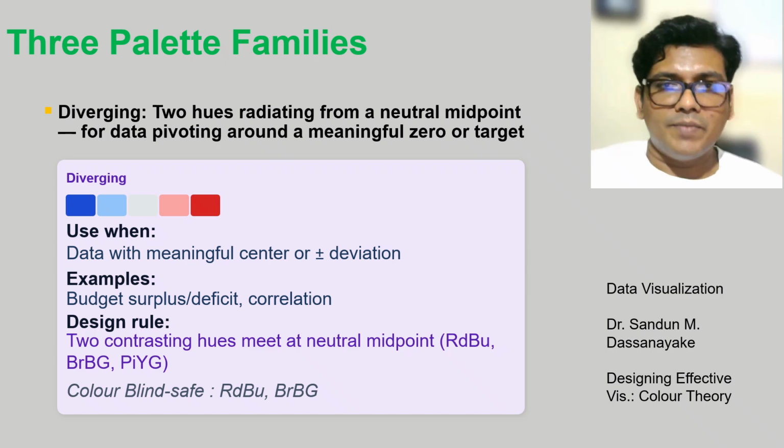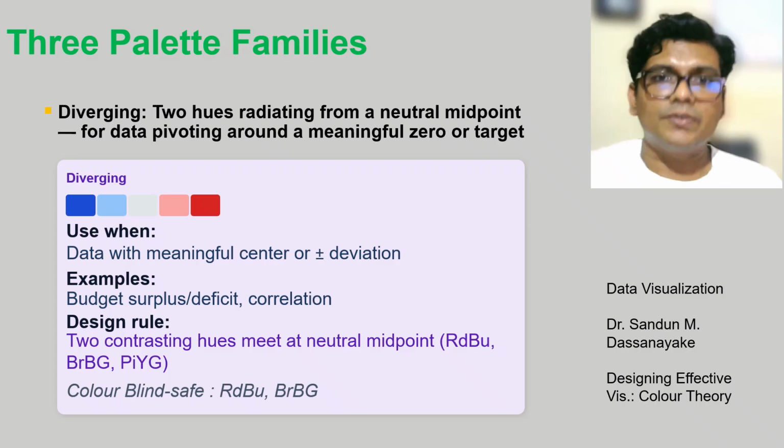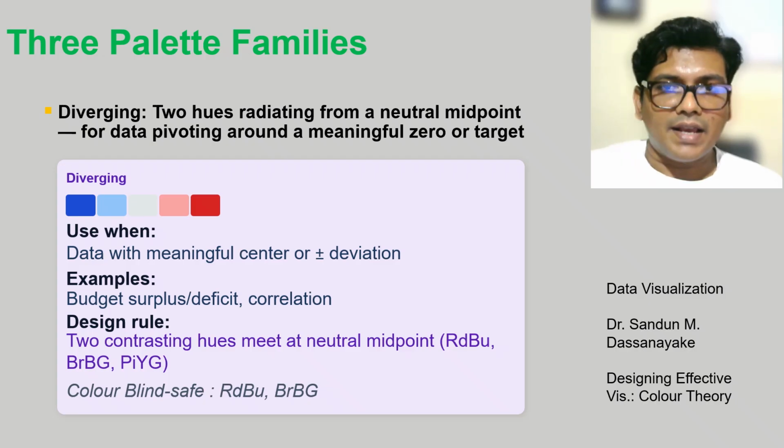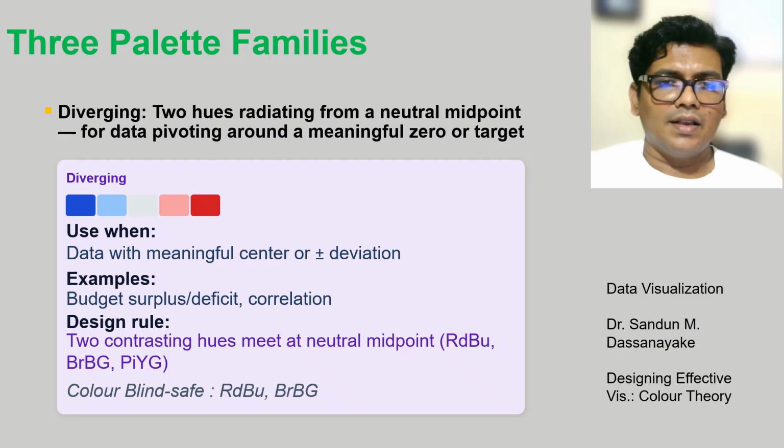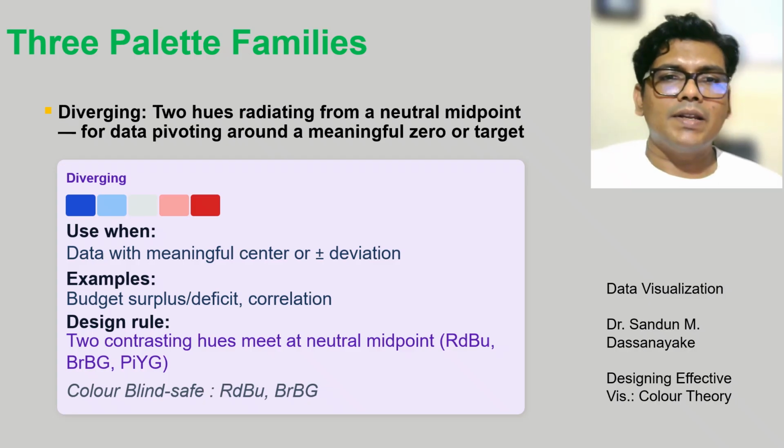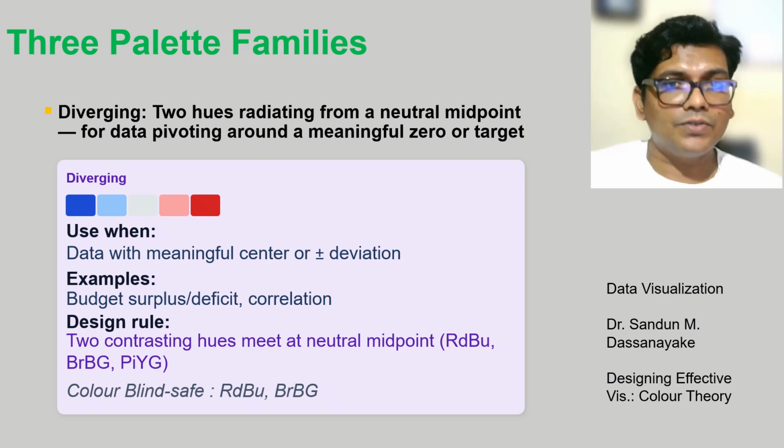Color Brewer's RdBu, BrBG, and PiYG are well validated choices for this case. They are all colorblind safe. The critical rule I want you to remember from this slide is that you should never use a diverging palette without a genuinely meaningful midpoint. If your data doesn't have a special center value, the neutral color will imply one that doesn't exist. So it's a psychological thing. Make sure that you understand what you really want to deliver.